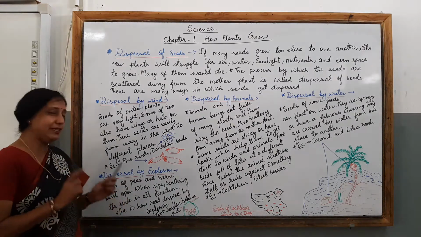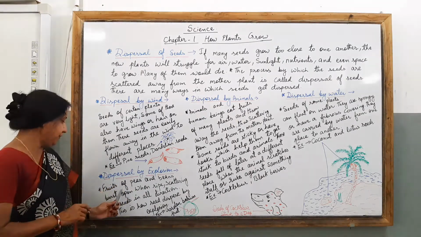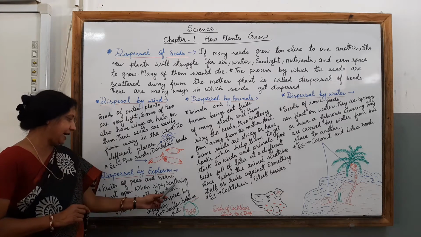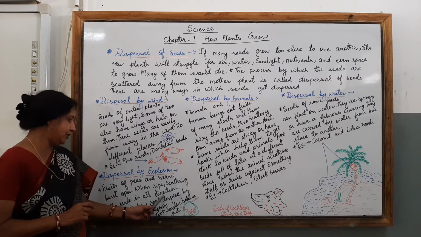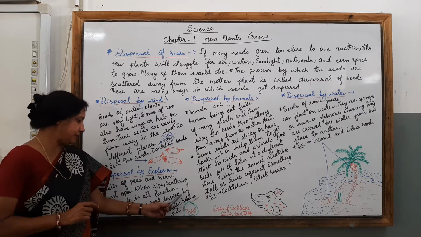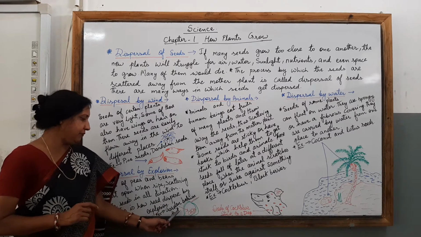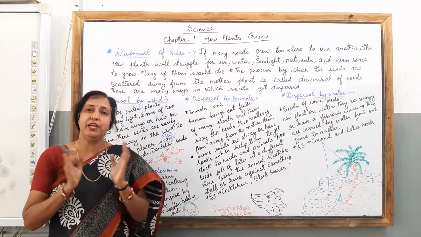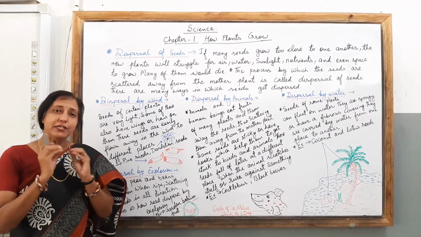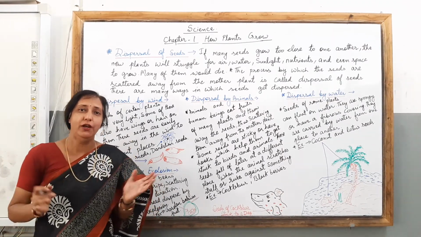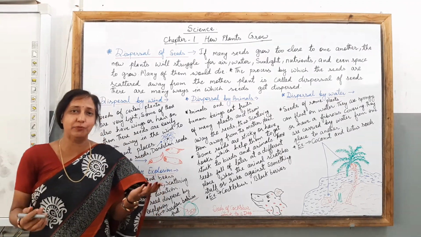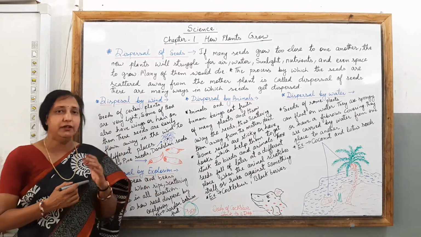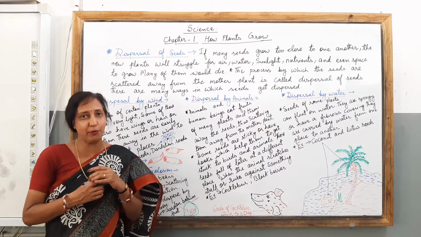Last, the topic is dispersal by explosion. Children, what is happening in this? Let's try to understand. Fruits of peas and beans burst open when dried, scattering the seeds in all directions. This is how seeds disperse by explosion. Garden balsam fruit is an example of this kind of seed. When they are ripe and not taken out, they burst on their own and fall around, and this kind of explosion takes place. So this is one of the ways the seed can be dispersed.